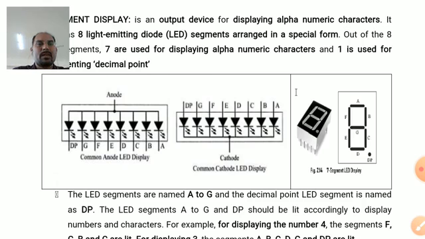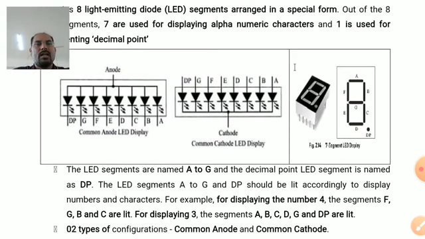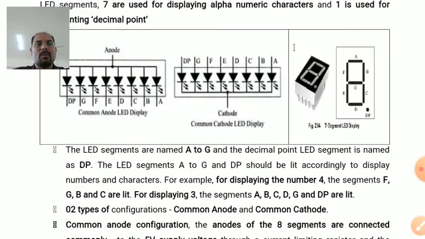There are 8 segments: A, B, C, D, E, F, G and DP. The segments A to G are the 7 segments, where DP is the decimal point segment. For example, to display the number 4, I have to turn on the segments B, C, F and G.